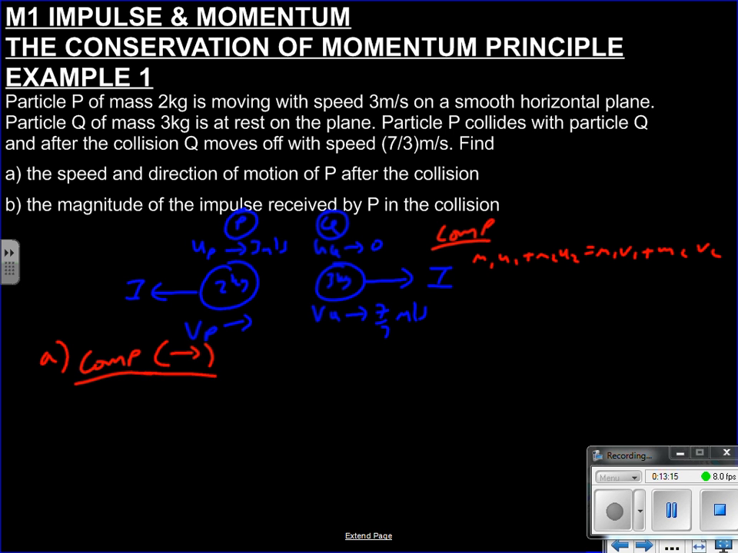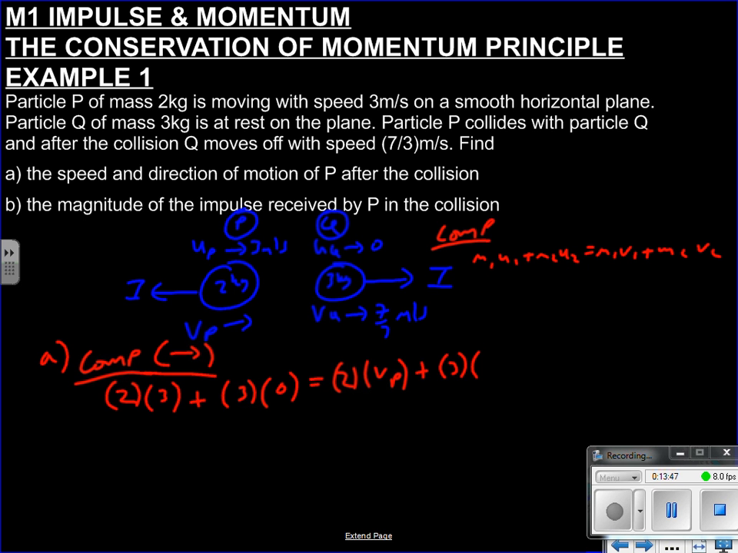Well, all of them are going to the right, so I want to keep stuff simple and keep it all positive, right? So M1 is my P, so that's 2. And then we've got 3, it is going to the right, plus our Q mass is 3. And speed is 0, going to the right, equals our mass is 2. VP at the moment I assume is going to the right, and if I'm wrong, I'll get a negative for a VP, which means it has changed direction.